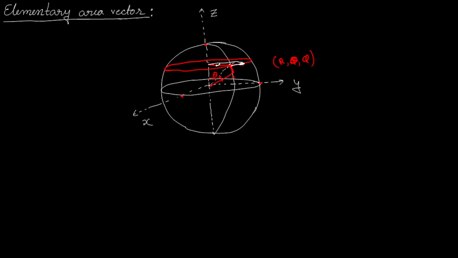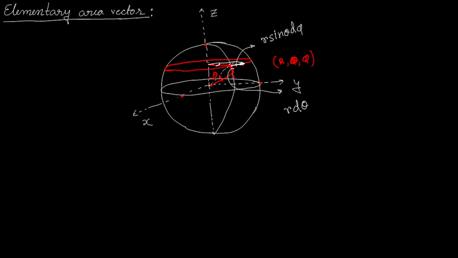So if this angle is d phi, then this point will shift from here to here, and this length will be r sine theta d phi. This is the elementary length along phi cap, and this will be the elementary length along theta cap.